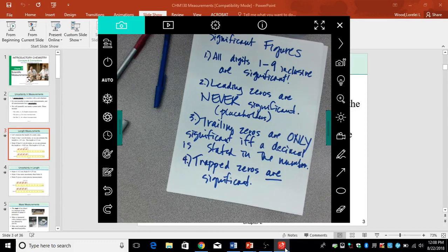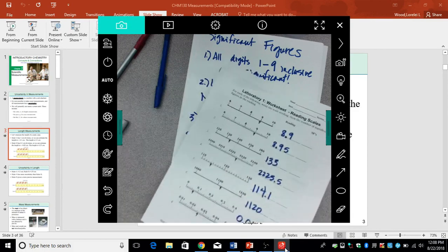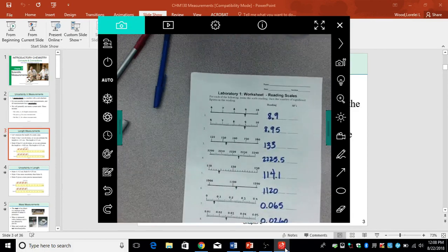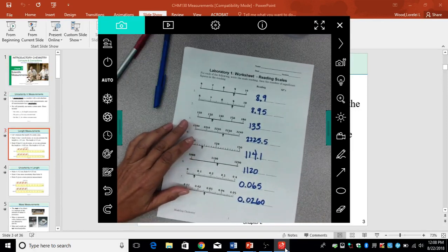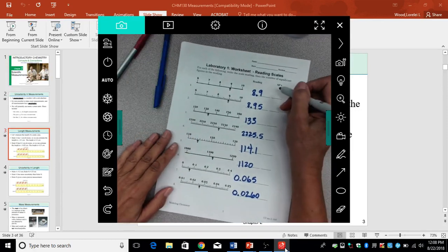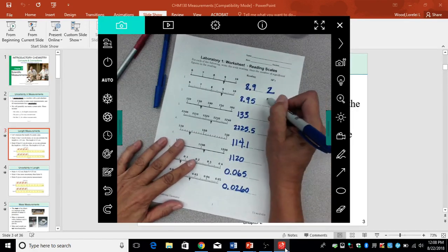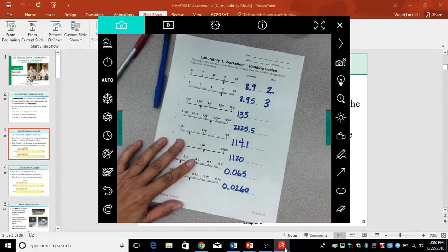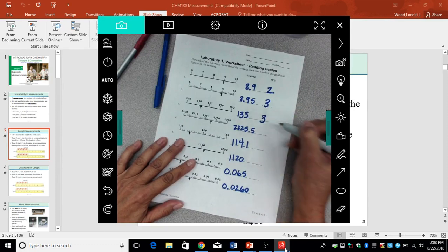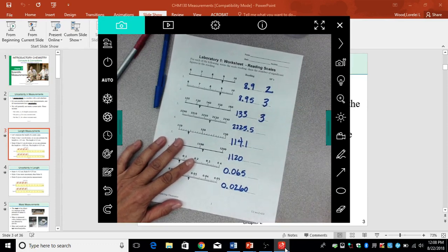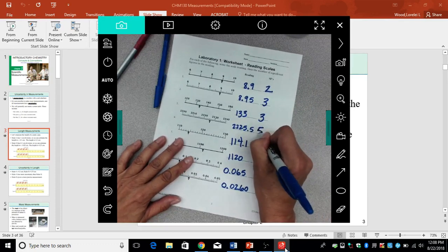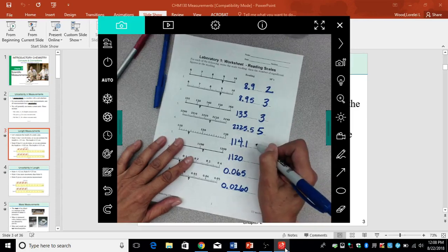All right. So now, let's go back to this sheet and decide how many sig figs each of these has, because this is super important for the lab that you guys are doing next week. All right, the first measurement, 8.9. How many sig figs is that? 2. Write that down. 8.95. How many sig figs? 3. 133 has 3. 2,225.5 has 5. 114.1 has 4.